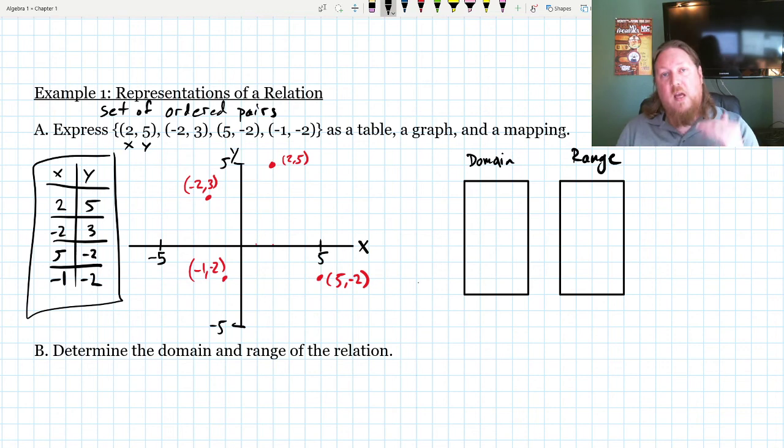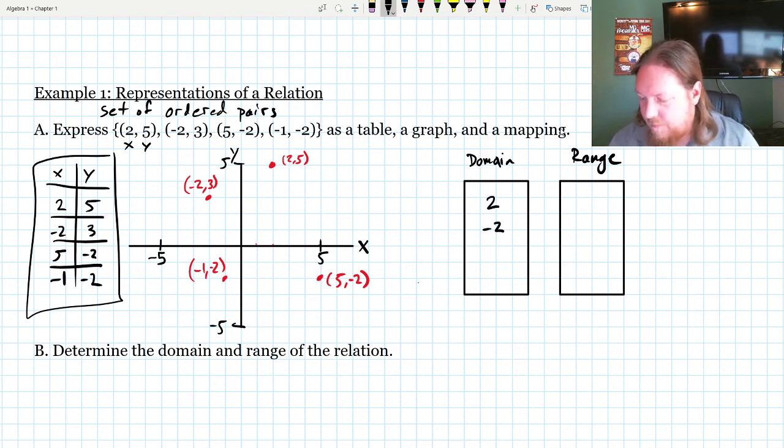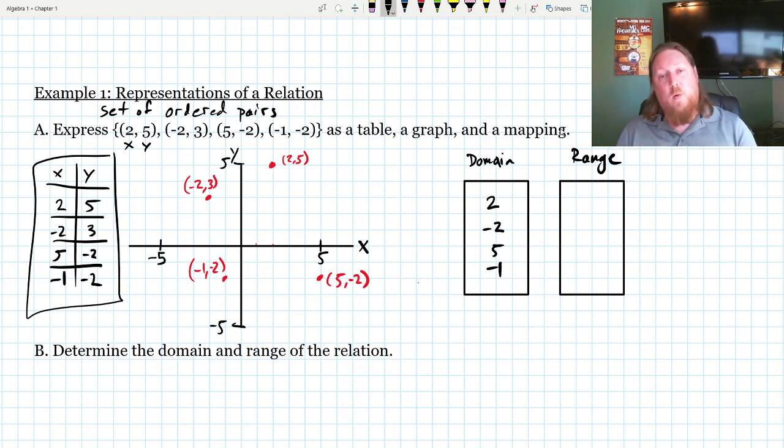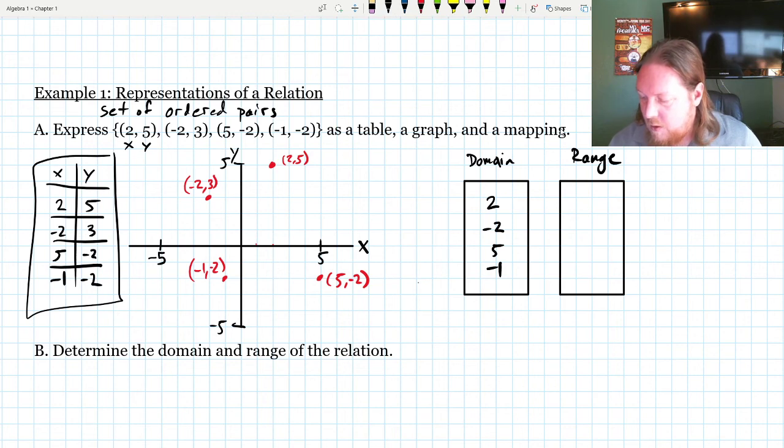If you remember, the X values go in the domain. And since I have that table there, that's really easy for me to look at. 2, -2, 5, and -1. Sometimes people like to order them in order. If you wanted to do that, you just have to take a look at the table. Well, -2 is the lowest one, then -1, then +2, then +5.